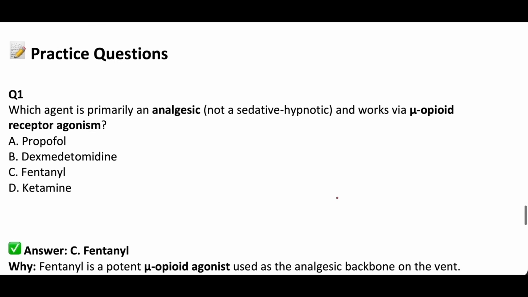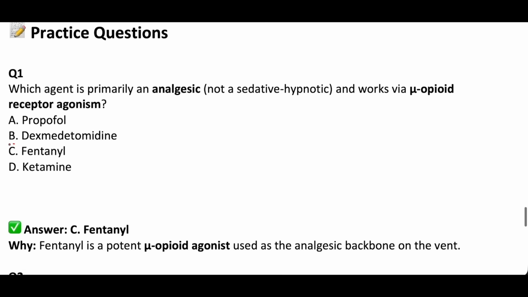The correct answer is C, fentanyl, right? So fentanyl is an analgesic. It does not have significant sedative or hypnotic properties, and it works by the mu opioid receptor. Receptor-wise, propofol works by GABA. Dexmedetomidine is alpha-2, and ketamine is primarily NMDA. So you kind of had 2 hints. Which one's just an analgesic and which one's a mu opioid receptor?